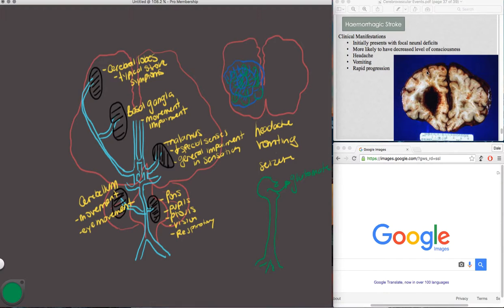And along with that, we'll have some focal neural deficits. Patients are more likely to go unconscious quickly. They're likely to be complaining of headache prior to going unconscious, and vomiting. These patients are at high risk of vomiting due to increased pressure on the cerebellum and medulla. So that's what we're looking at in terms of an intracerebral hemorrhage.